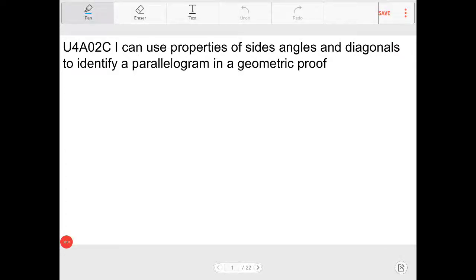Hello students, this is lesson U4A02c. By the end of the lesson you should be able to say I can use properties of sides and angles and diagonals to identify a parallelogram in a geometric proof.